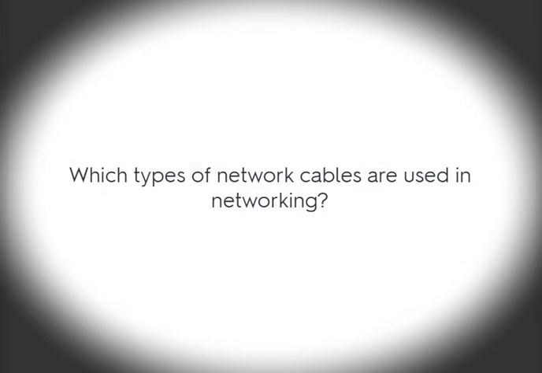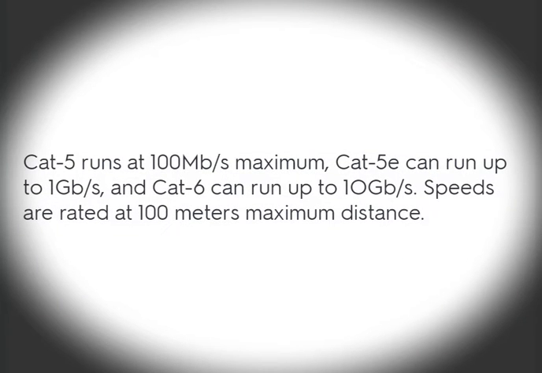Which types of network cables are used in networking? Cat5 runs at 100 megabytes per second maximum, Cat5e can run up to 1 gigabyte per second, and Cat6 can run up to 10 Gbps. Speeds are rated at 100 meters maximum distance.